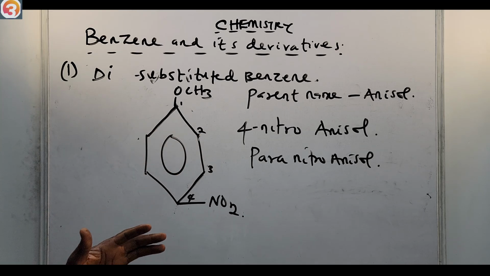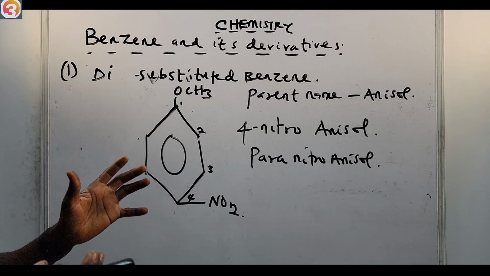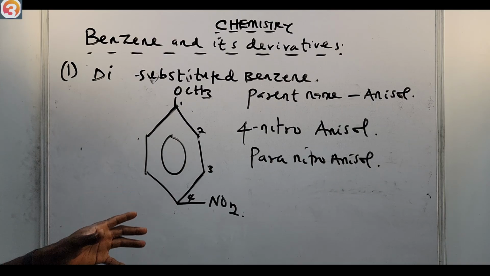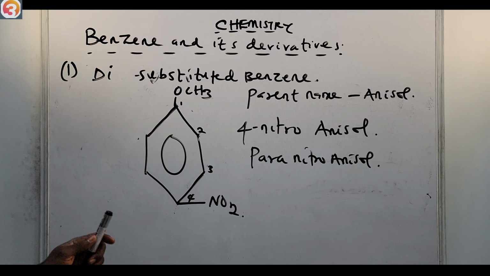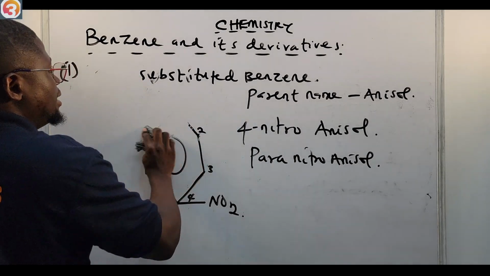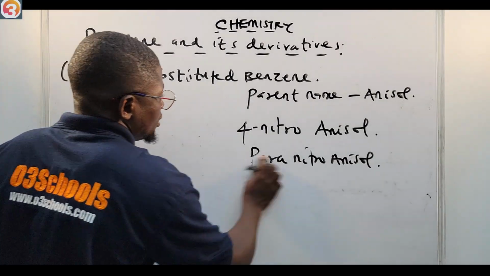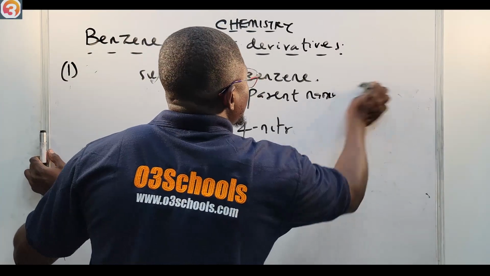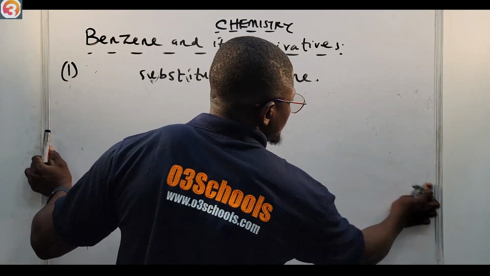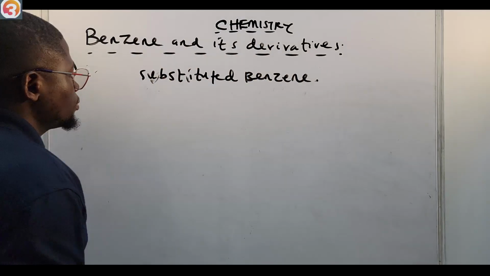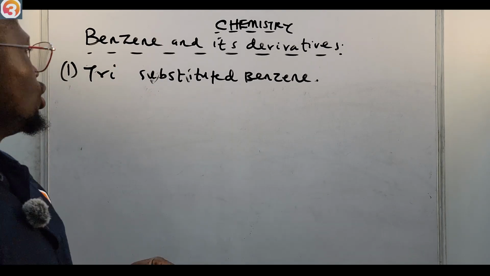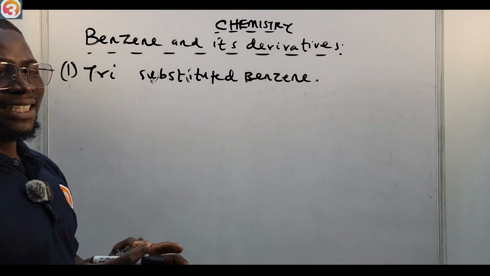Let us now talk about when we have 3 groups attaching themselves to the benzene ring. Okay, let us see some examples under this. 3 groups attaching themselves to benzene, we call tri-substituted benzene. So we'll call these ones tri-substituted benzene. Okay, so now we have 3 groups attaching themselves to the benzene ring.